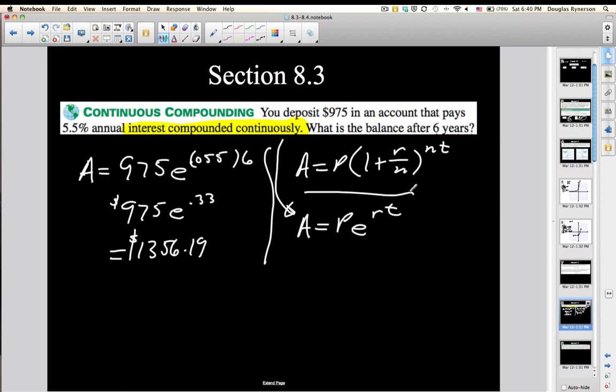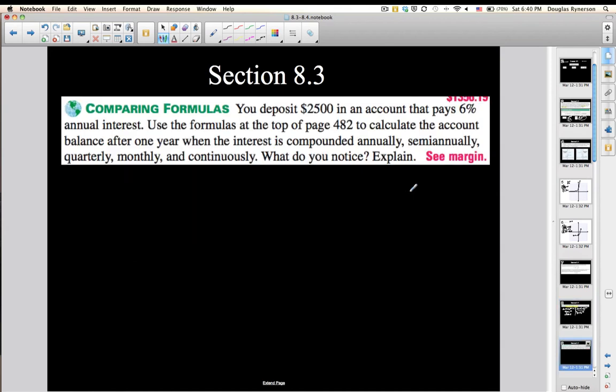Okay, so it's important that you read your problem carefully to make sure you use the correct formula. Right? If we want to look at the difference between compounded interest continuously and compounding interest for a specific period of time, we can take this situation. We're depositing $2,500 in an account that pays 6% annual interest. And let's see what happens when we compound annually, semi-annually, quarterly, monthly, and continuously. For the sake of time, I'm going to do annually, semi-annually, and continuously, but I'll write out the equations for quarterly and monthly, and you guys can do them offline.